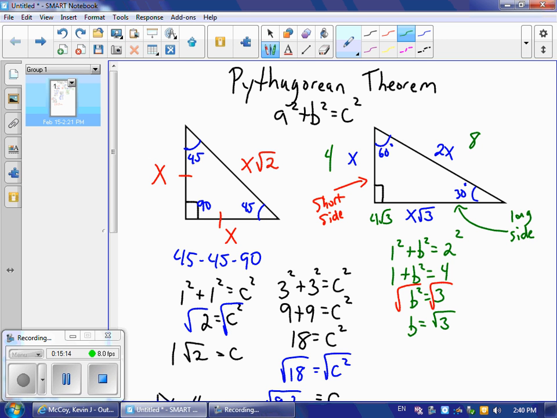Okay, not too bad if you're given the short side. Not too bad if you're given the hypotenuse. A little bit more work to do if we're given the long side, because since it's being multiplied by a square root of 3, in order to go from the long side to the short side, just like you did on the other triangle, you'd have to divide by a square root of 3. So let me do one real quick there. Erase these.